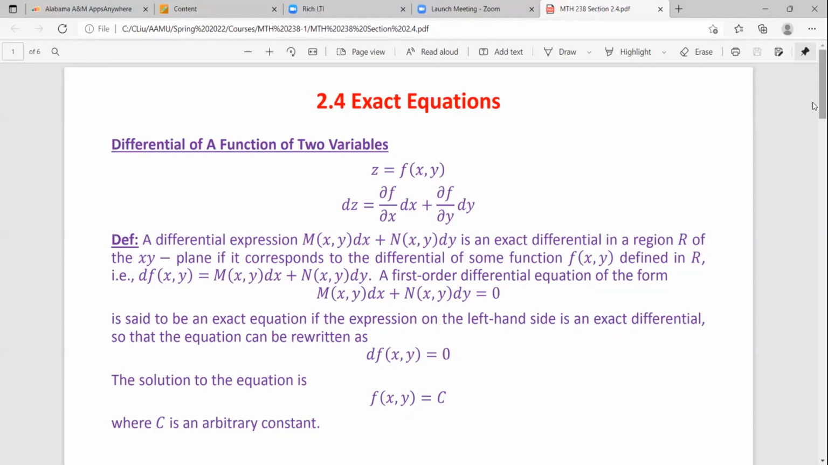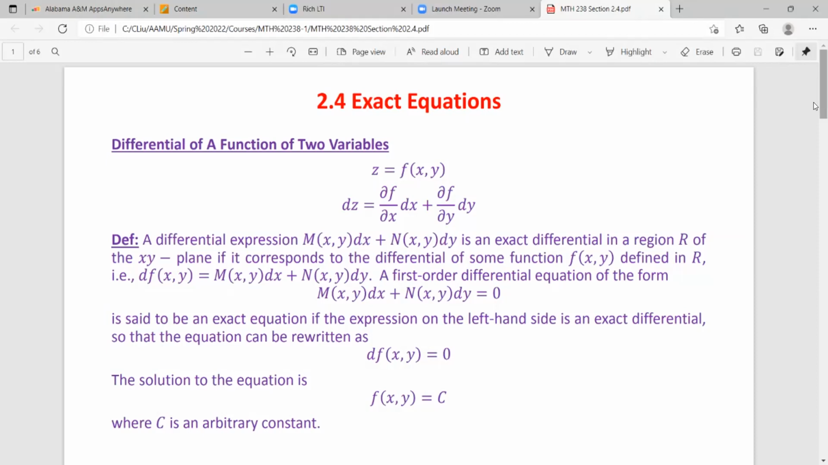So then the next thing is exact differential. Okay, so what do we mean by exact differential? A differential expression M, which is a function of x and y, times dx plus N, which is also another function of x and y, times dy, is an exact differential in the region R of the xy plane if it corresponds to the differential of some function f defined in R.